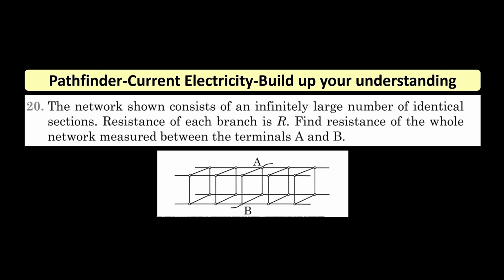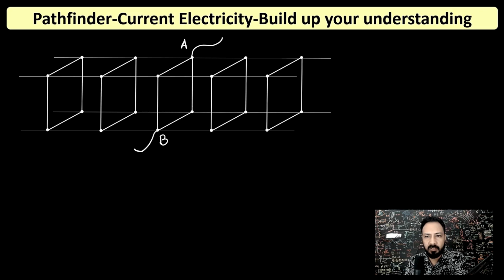As you can see, this is a network consisting of an infinitely large number of identical sections. The resistance of each branch is R. Find the resistance of the whole network measured between terminals A and B. So we have to find the resistance between A and B.